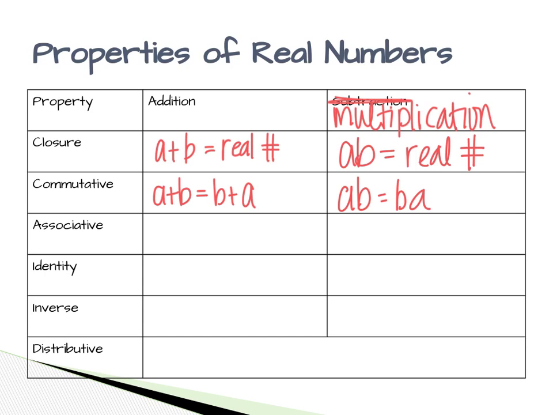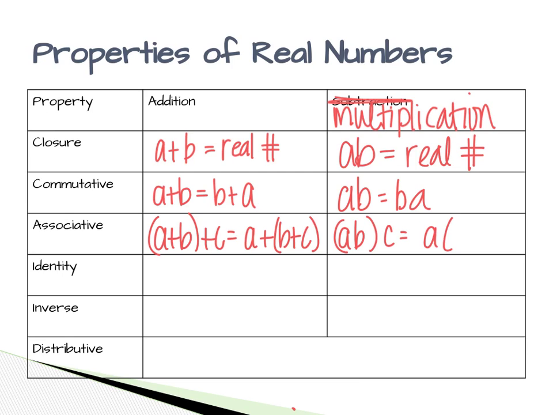Associative means that I can switch groups. So if I've got A plus B and plus C, that's the same thing as A plus B plus C, with the group changed. Just like if I have A times B times C, that's the same thing as A times B times C with a different group. As long as you're only adding or only multiplying, the group can change.